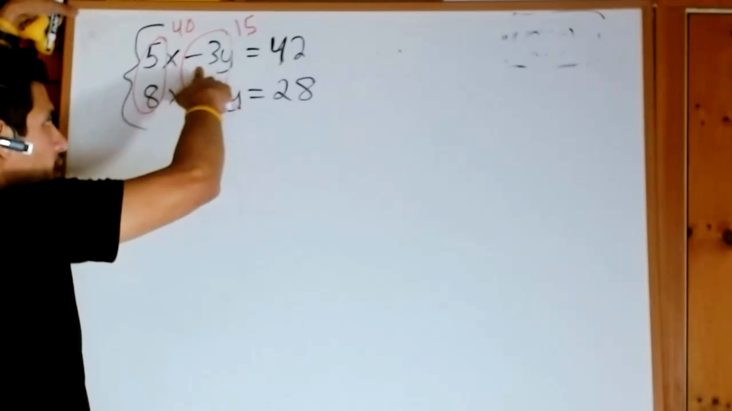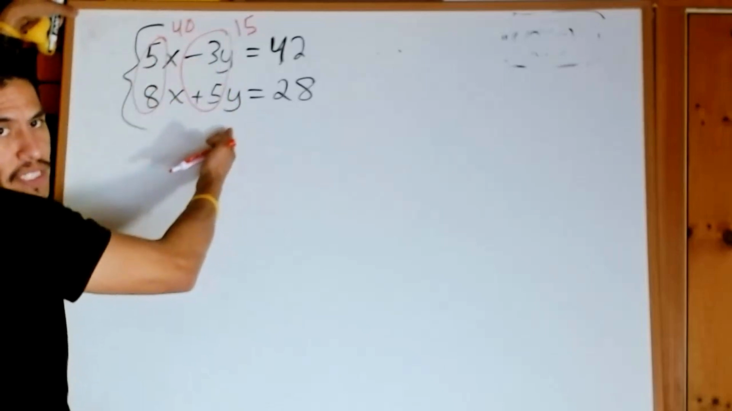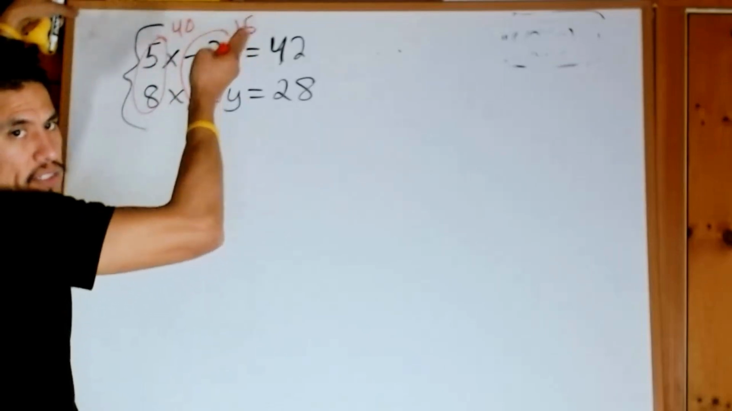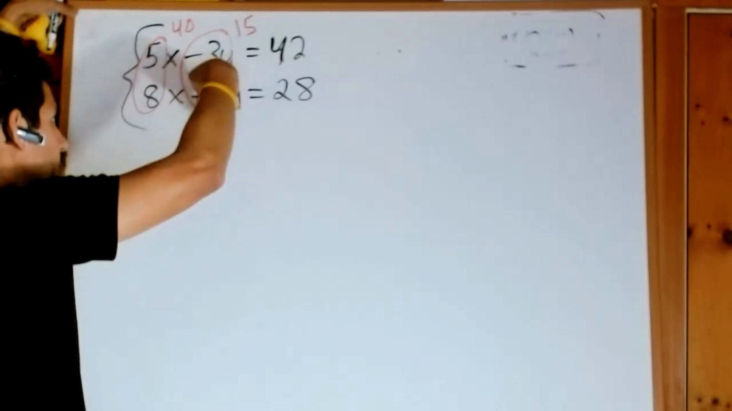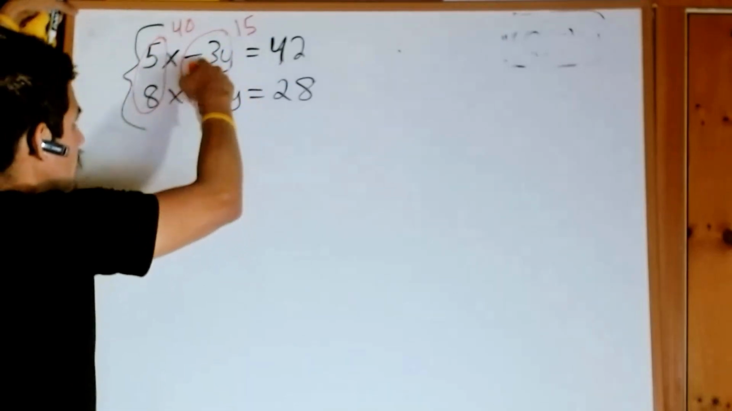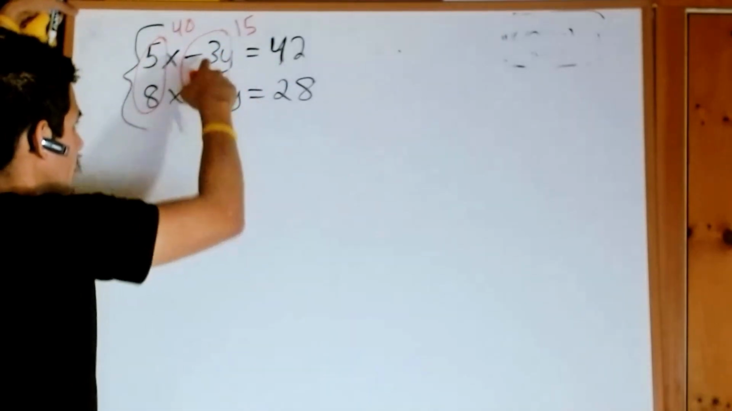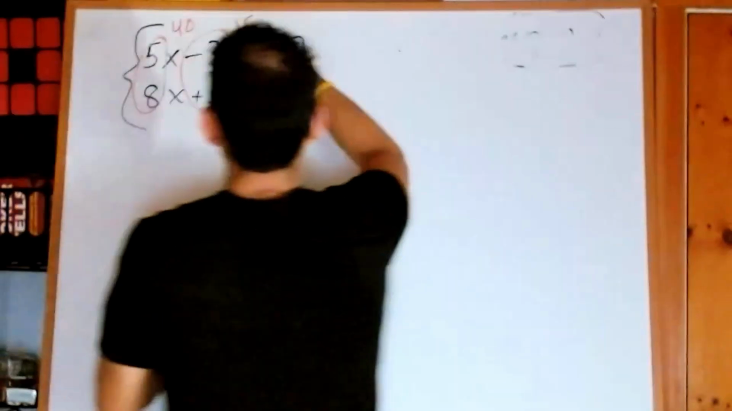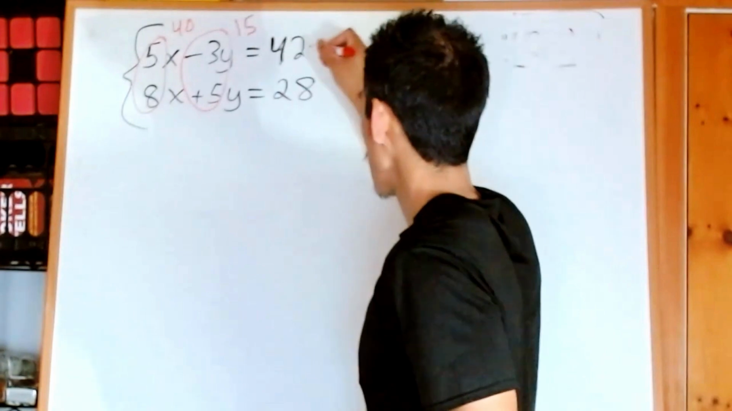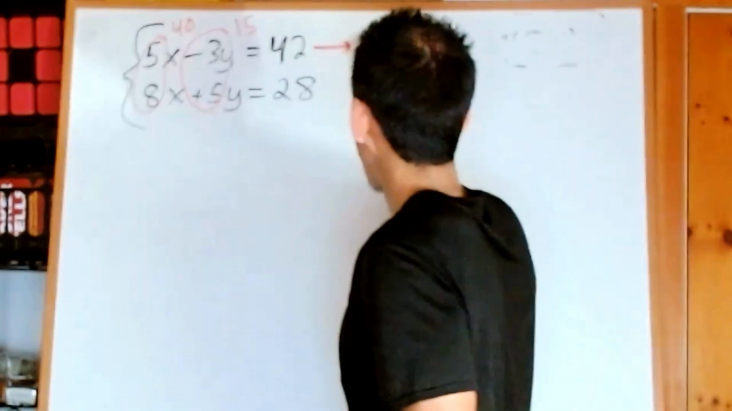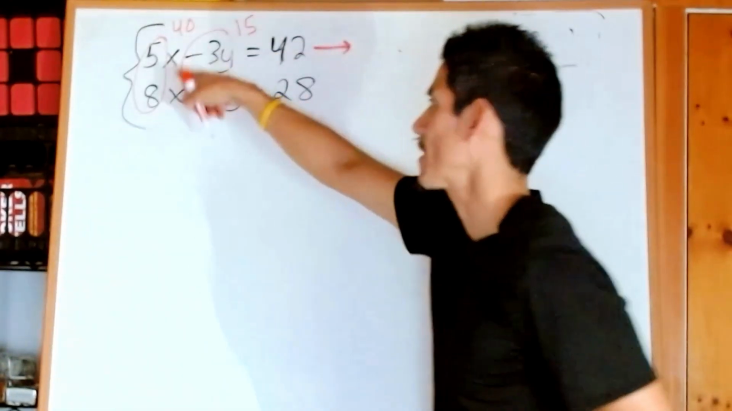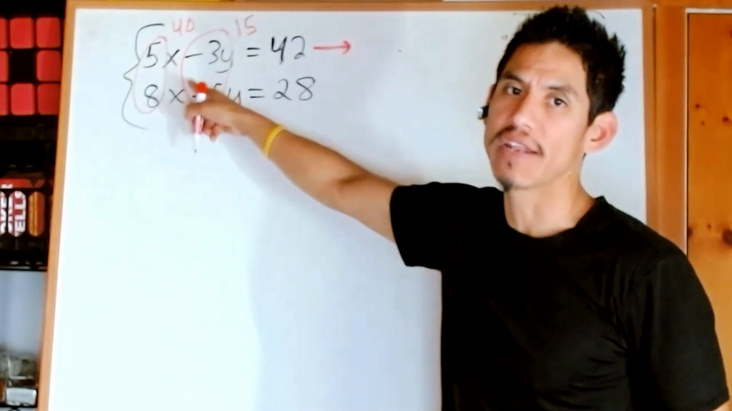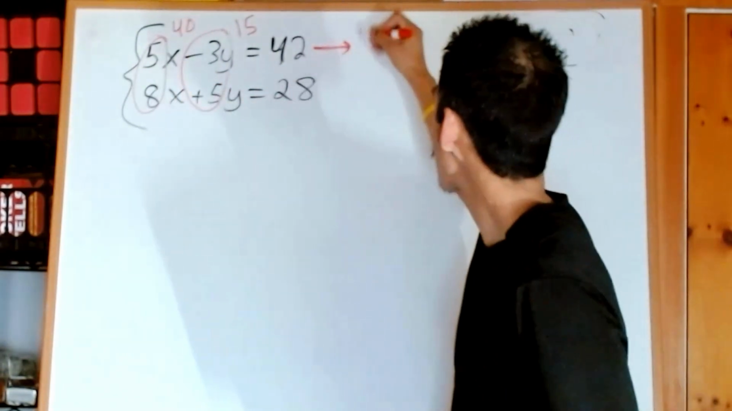And it doesn't matter if one is positive 15 or one is negative 15, because if they're opposite signs, you just add. If they're the same sign, we just subtract. So we're going to make this negative 15 and make this positive 15. So to make this negative 3 into negative 15, what we're going to do is multiply this by a negative 5.